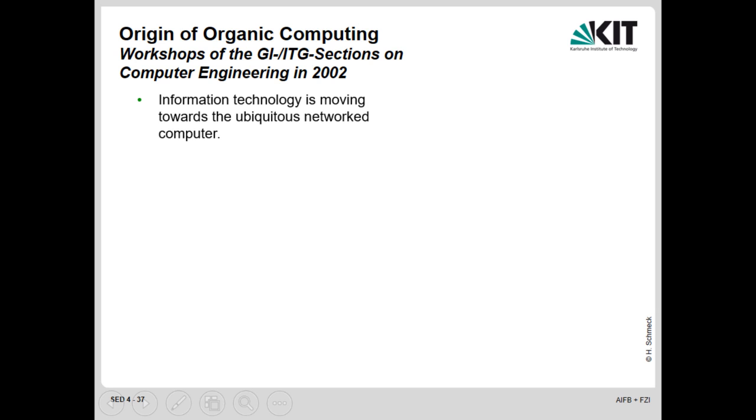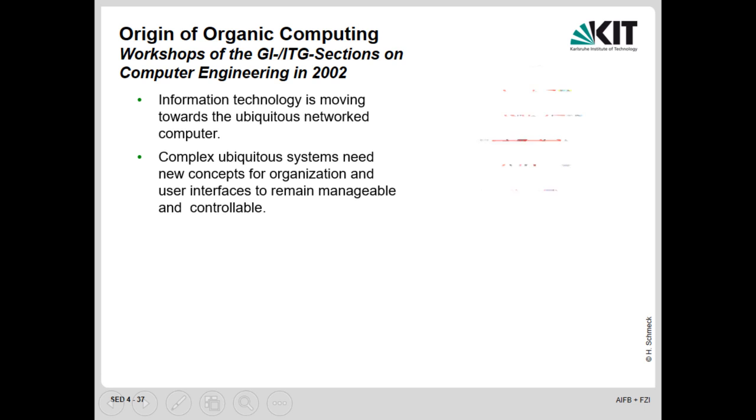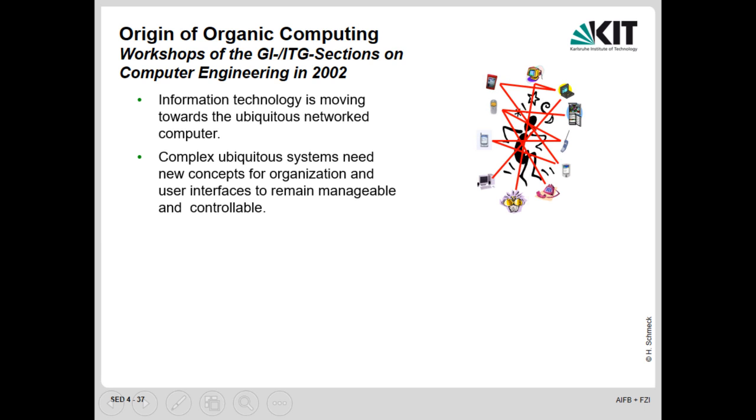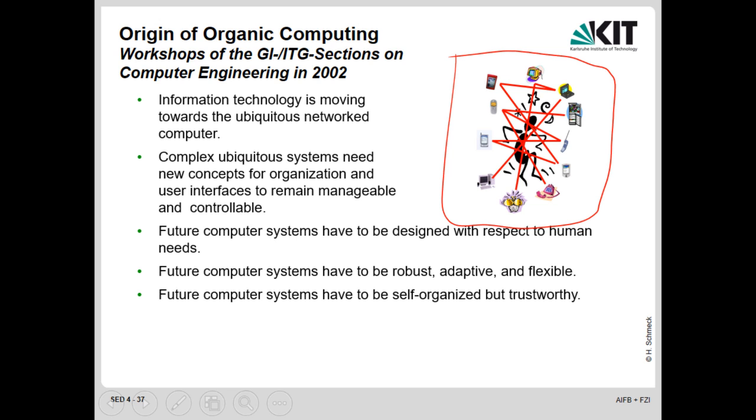And we did that and found out several statements that information technology is more and more ubiquitously networked. And for that, we need new concepts for organizing all the information processing to prevent a situation like this where humans would be caught in a network of all these devices. So it has to remain manageable and controllable. And we made a few statements that future computer systems have to be designed with respect to human needs, whatever that means. They must be robust, adaptive, and flexible.